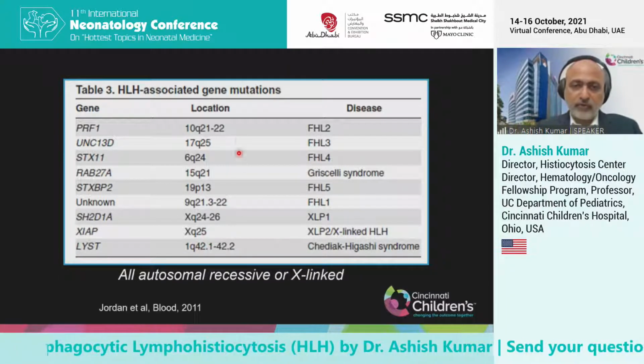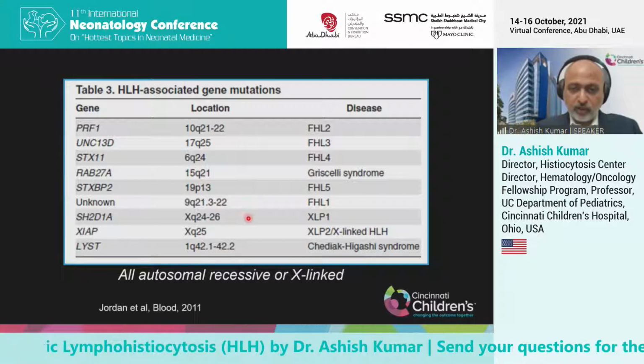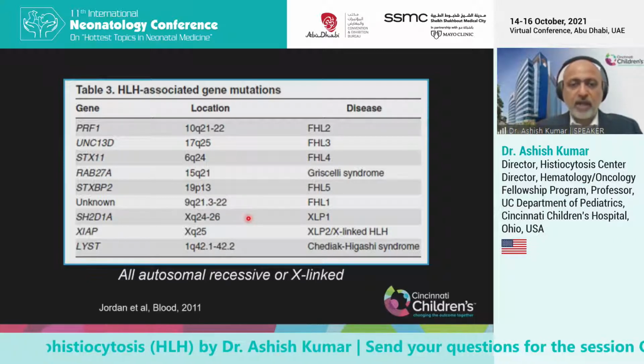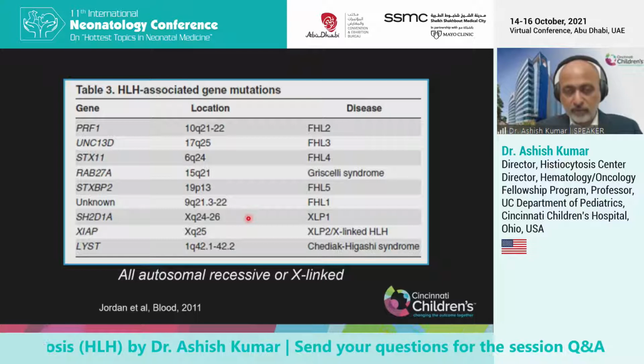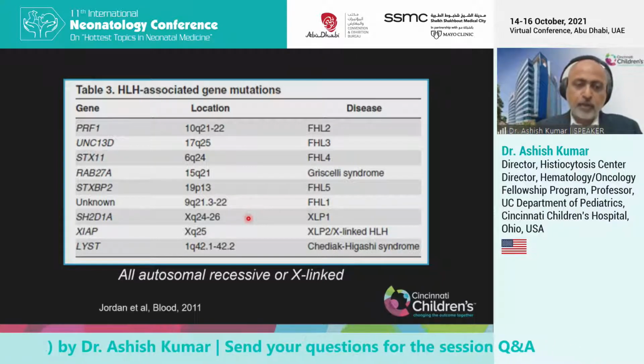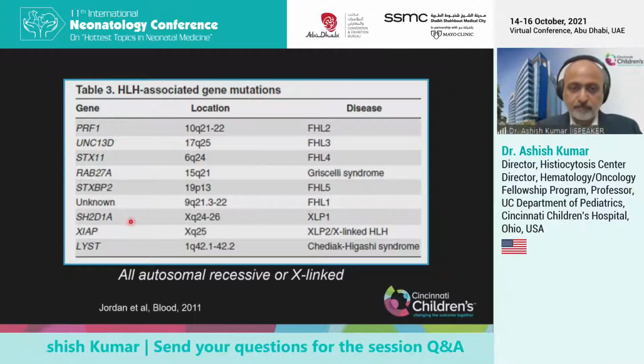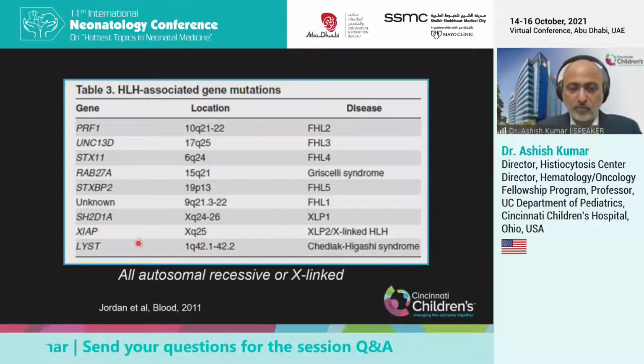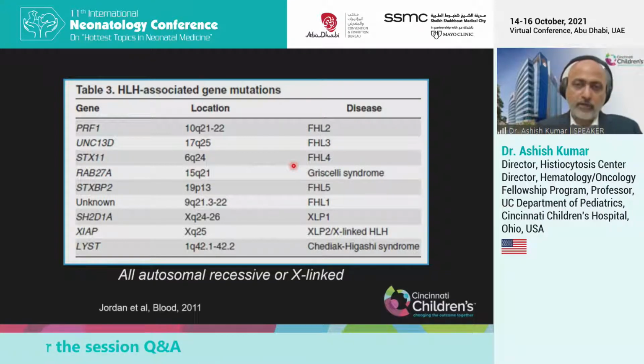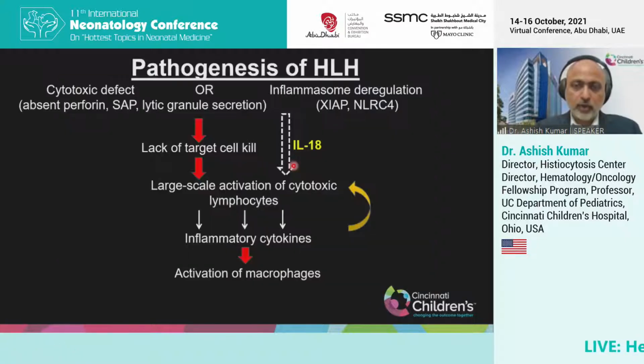But we now know of all of these genes, the majority of them are autosomal recessive, and when you have two defective alleles, you manifest the disease. Two of them are actually X-linked, and so only boys will be affected, but many of these can be manifested very shortly after birth or in the first year of life. So this now allows us to expand the pathogenesis.